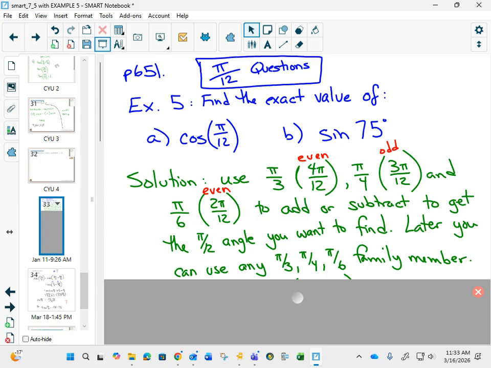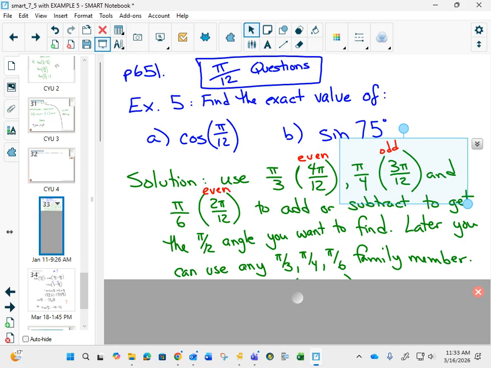So if you're done writing this already, can you see 2 different ways you could subtract to get 1 pi over 12? You see that you could take 4 pi over 12 and subtract 3 pi over 12. That would give you pi over 12. Or you could take 3 pi over 12 and subtract 2 pi over 12. That would give you 1 pi over 12.